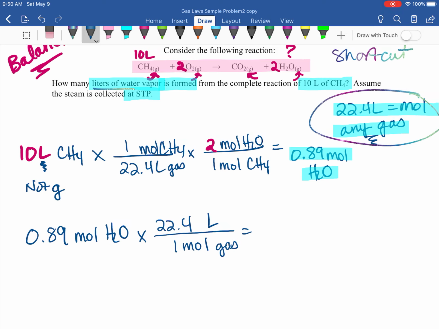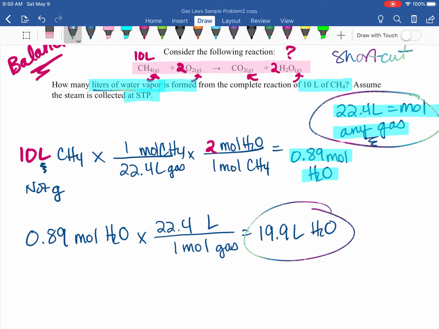And that is for any 1 mole of gas. All right, let's take our 0.89 times 22.4. And I get 19.9, or pretty much 20 liters of steam. See how that STP is such a shortcut? I love it. All right, you've got 1 or 2 of these in your homework. So if you spot that STP, your problem just got pretty nice. You don't even need the ideal gas law.